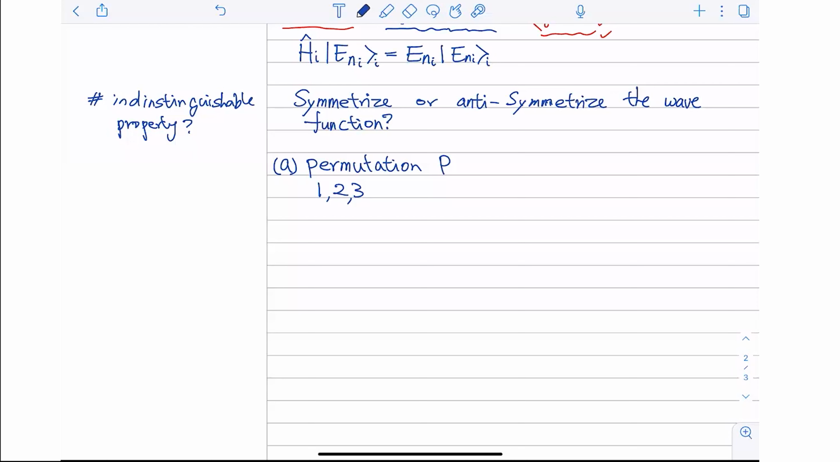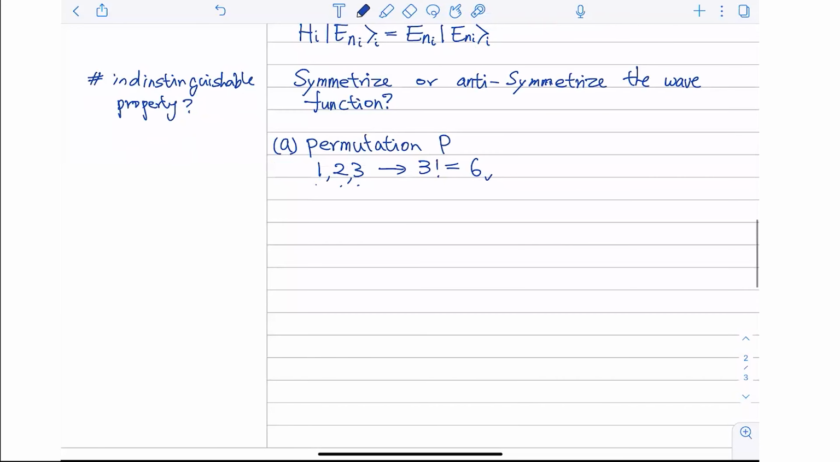For example, if we have 3 objects, let's label them 1, 2, 3, there will be 3 factorial, or 6, different ways to arrange these 3 objects. So for these 3 objects, the permutation group actually has 6 elements, and every element corresponds to one of the possible arrangements of these 3 objects.